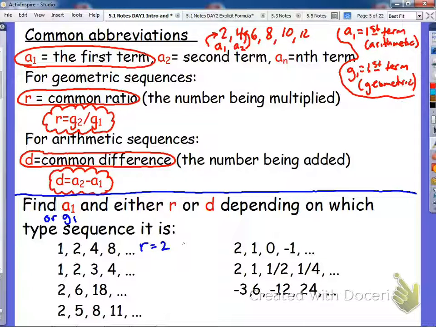And by the way, now, if we're multiplying, that makes this a geometric sequence. So what is the first term? The G subscript 1. What is it? The very first number listed here is a 1. Okay, so there it is. R equals 2. G subscript 1 is 1. Now, next example. 1, 2, 3, 4. What's the next term?